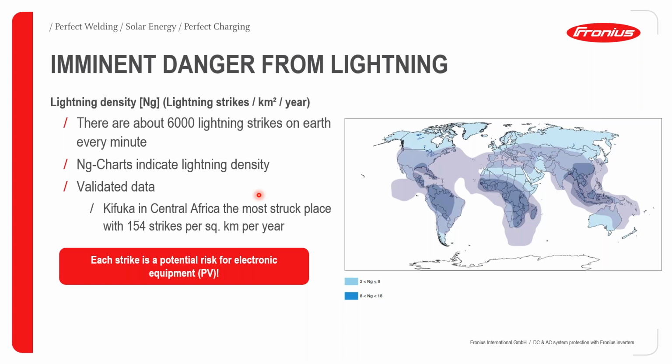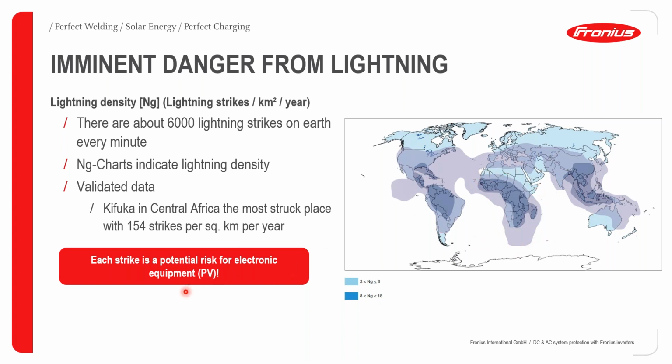As an example, we have a region in Central Africa called Kifuka, and this is the most lightning-prone area. For every square kilometer, they receive about 154 strikes every year. Therefore, if you are going to do your installation within any part of the sub-Saharan Africa region, then you can see that there is a huge probability that you're going to have a lightning strike from time to time.